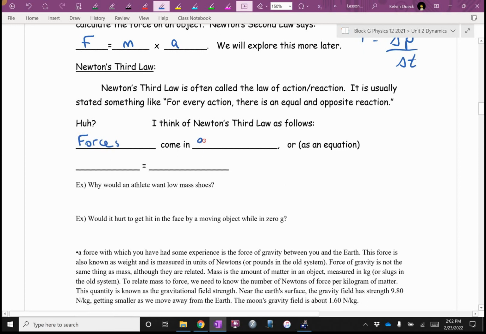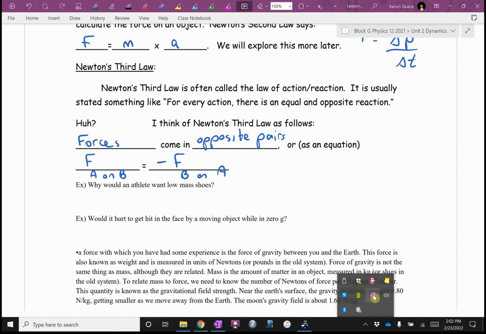Forces come in, I guess technically I should say, opposite pairs. As an equation, the force of object A on object B is going to be negative, or opposite, the force of object B on object A. You can't push without getting pushed, is another way I've heard it phrased.